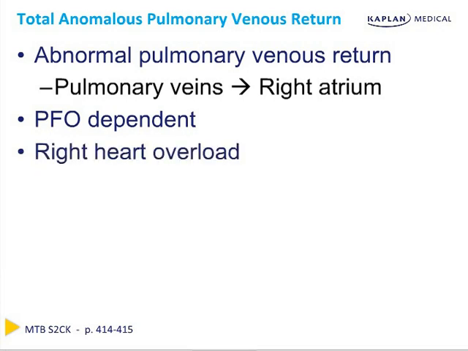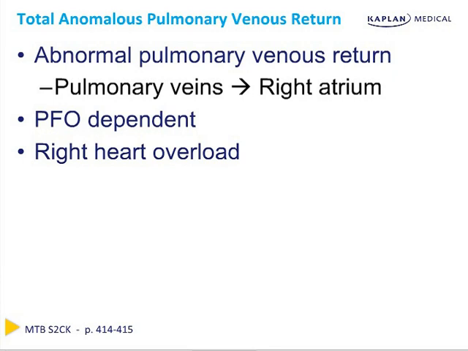So this leads to right heart overload. If the systemic venous return is coming to the right side of the heart and the pulmonary venous return is coming to the right side of the heart, you've got an increased load to the right side of the heart, and it leads to a strain like we see in the other 4 cyanotic heart defects. You get right ventricular hypertrophy, a right ventricular heave, and eventually right ventricular dilation.